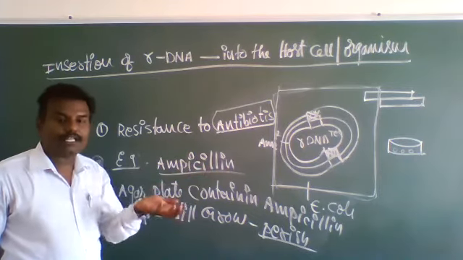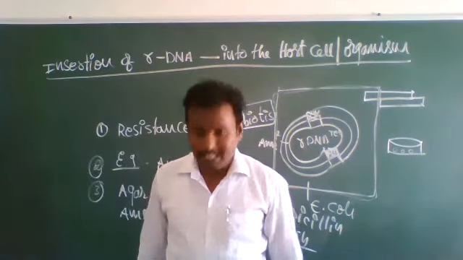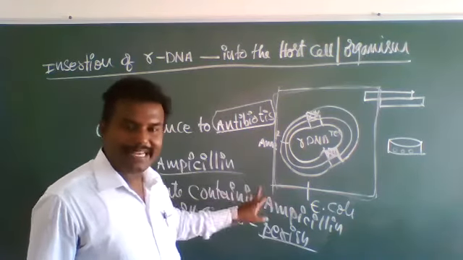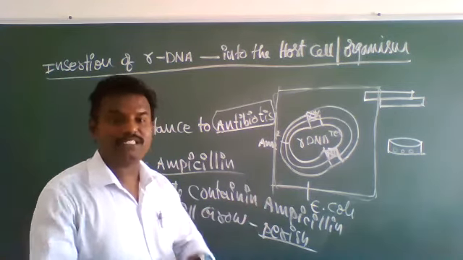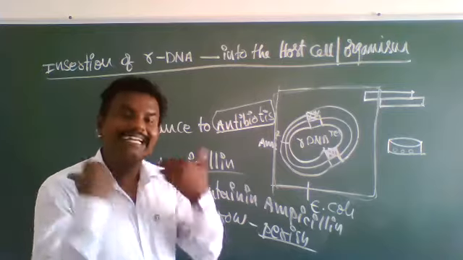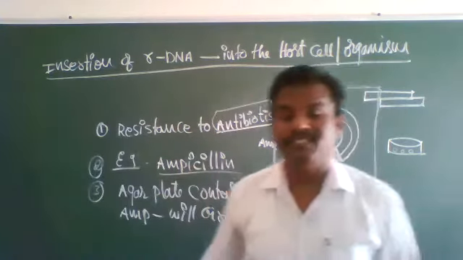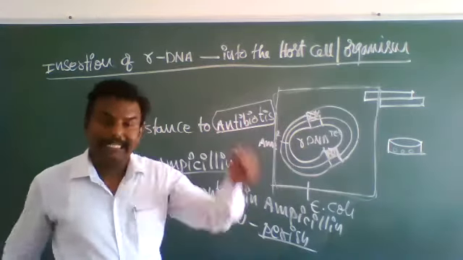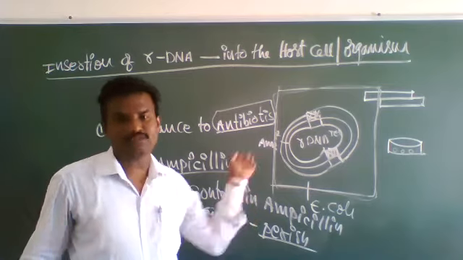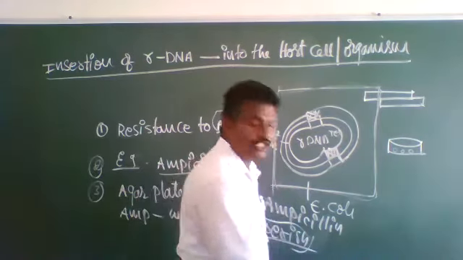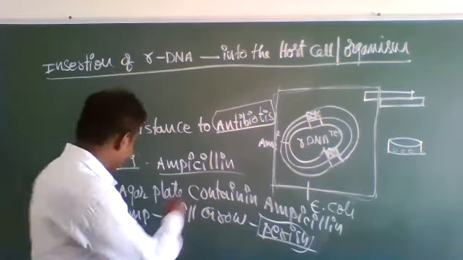The gene containing ampicillin resistance will grow. Others will not grow. That means recombinant DNA will grow on ampicillin-containing medium. Non-recombinants will not grow. They will die. Only the recombinant DNA which contains resistance to the antibiotic will grow on agar containing ampicillin. Others will perish, meaning they will not grow. They will die.